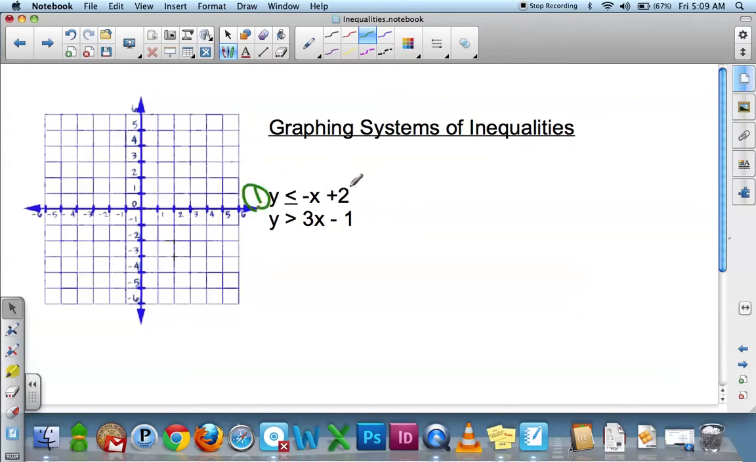And it gives us a starting point of positive 2. So I'm going to go up to positive 2 on my y-axis. And my slope is negative 1. So I go down 1, right 1, down 1, right 1, and so forth. In the other direction, I would go up 1, left 1 from my y-intercept.